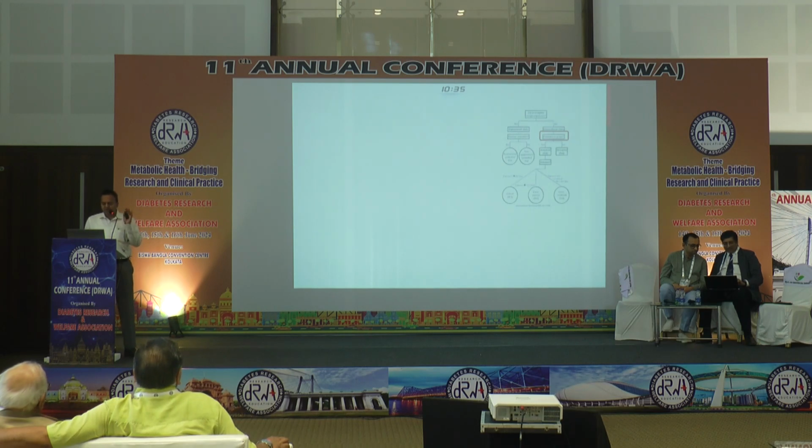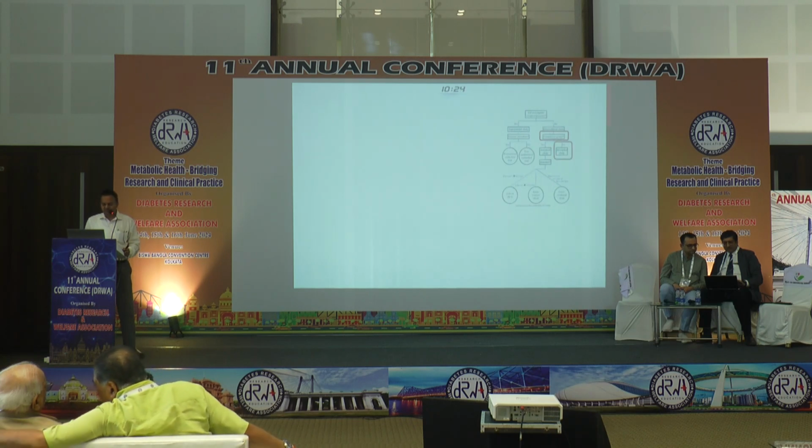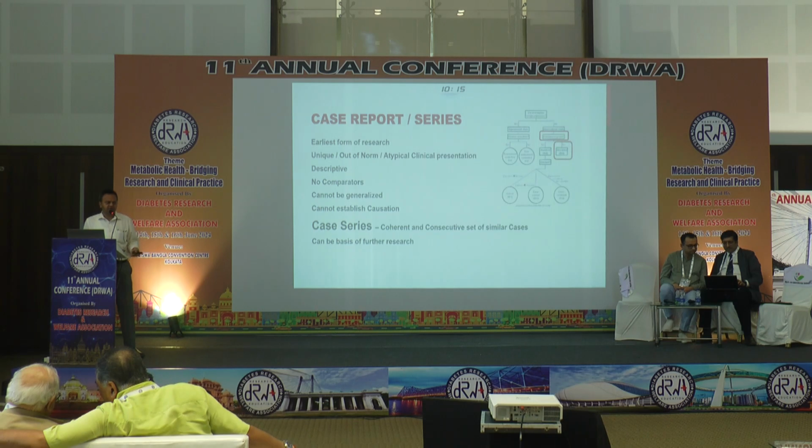Now, in an observational study, there can be two groups, the comparison groups, where one is the control or the groups being compared. If there is no comparison group assigned, then it becomes a descriptive study. Descriptive studies are very common that we know of: case reports, case series. This is actually the earliest form of research. Research earlier used to be in the form of case series, case reports, and a unique case which is out of the norm, atypical. They are descriptive, they don't have comparators, they cannot be generalized, and they cannot establish causation. Case series are a coherent and consecutive set of similar cases.